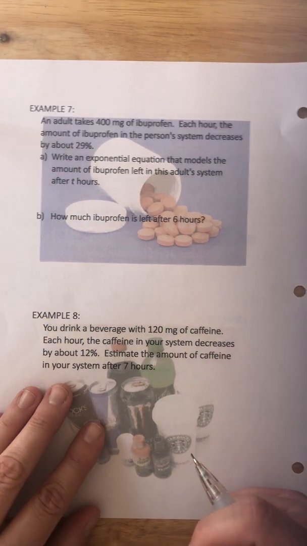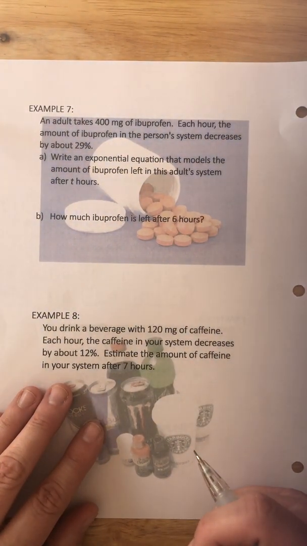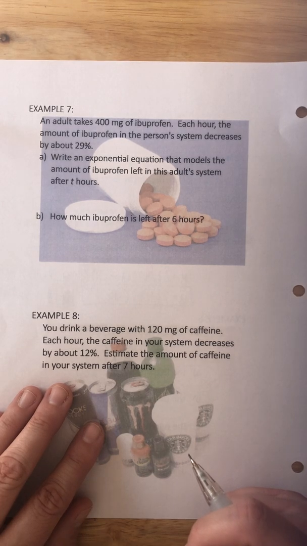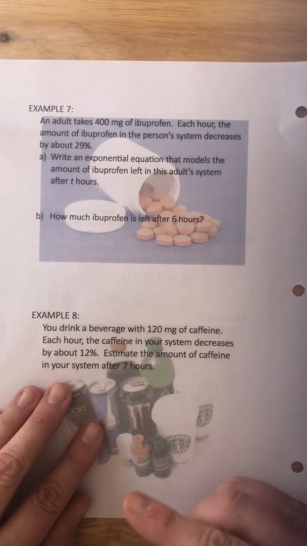Example 7, an adult takes 400 milligrams of ibuprofen. Each hour, the amount of ibuprofen in the person's system decreases by about 29%. So for letter A, we're going to write an exponential equation that models this to find out how much ibuprofen is left in that adult's system after T hours.